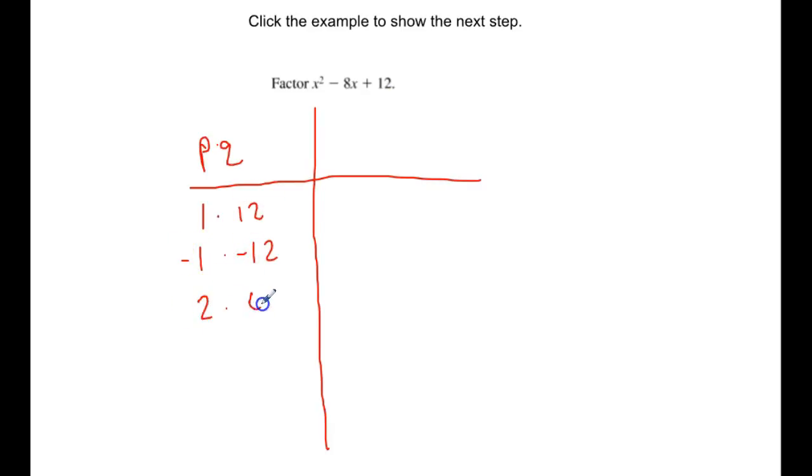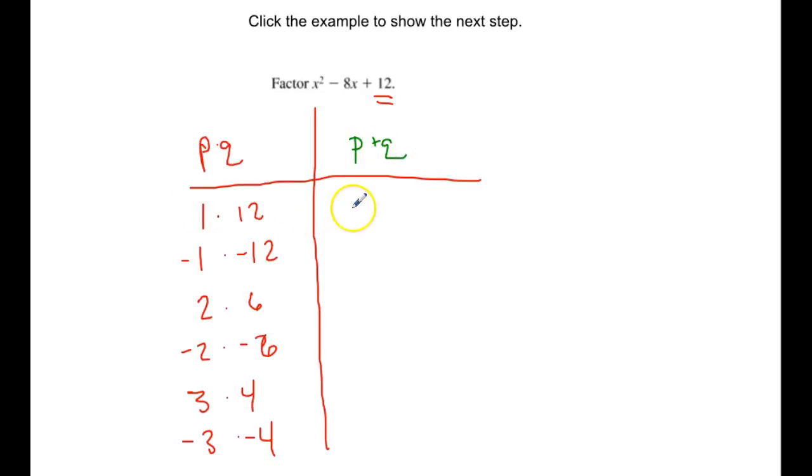So I know I can have 2 times 6, but I can also have a negative 2 times a negative 6. Then I can have a 3 times 4, or I can have negative 3 times a negative 4. Any of these, when I multiply them together, will get me this 12. So now I want to add them together. Well, p plus q.